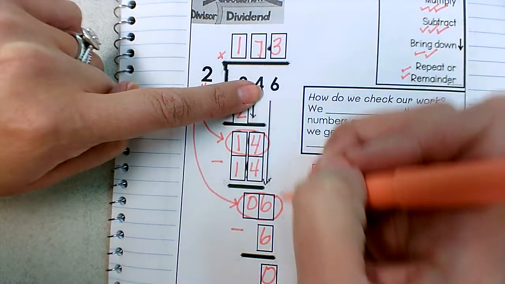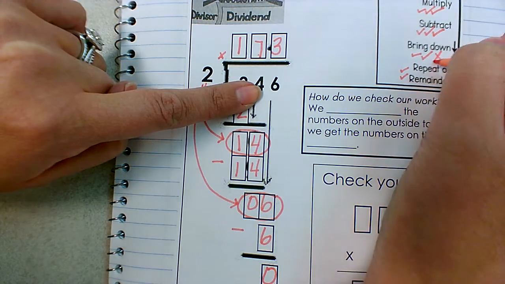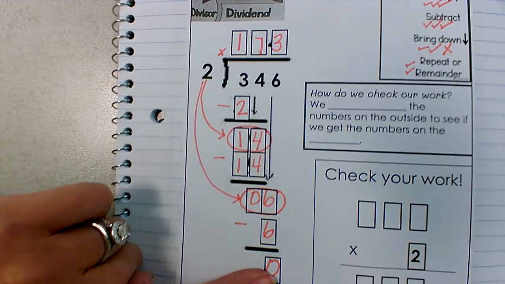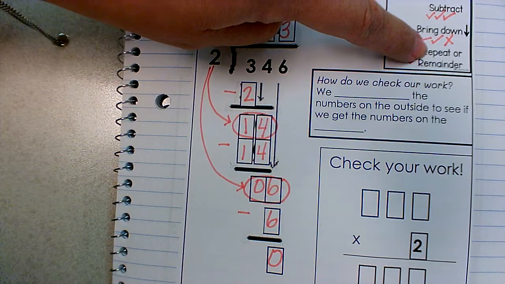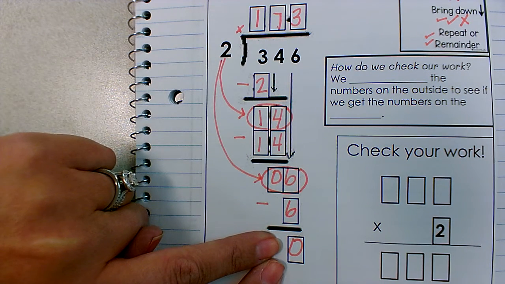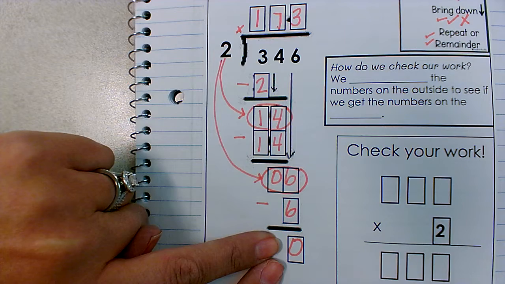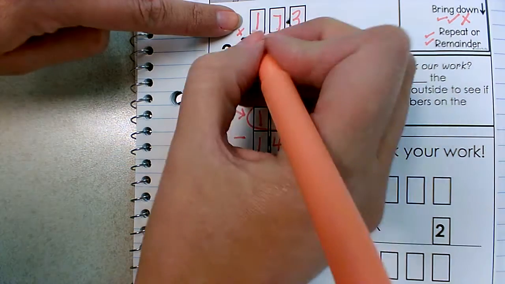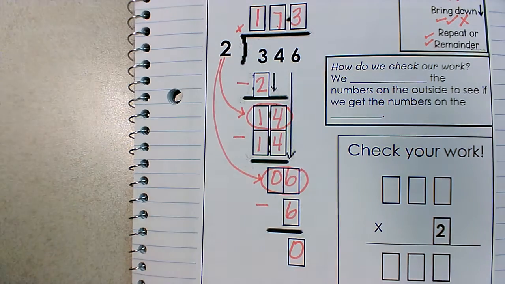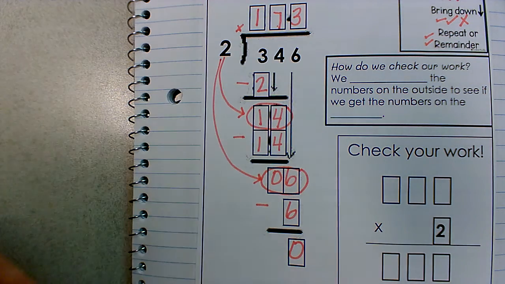There is nothing else for me to bring down, so I'm going to put an X, because I didn't need to do that step. I brought everything down I needed. And then it's going to tell me repeat or remainder. Is there anything else left for me to divide? No, I have 0. And that means I don't have a remainder either. And so my quotient and my answer is 173. So we just went through our long division steps, friends, and I think I did it correctly.